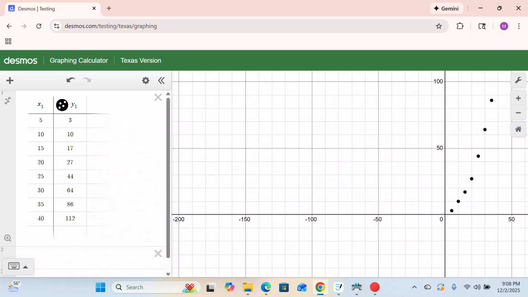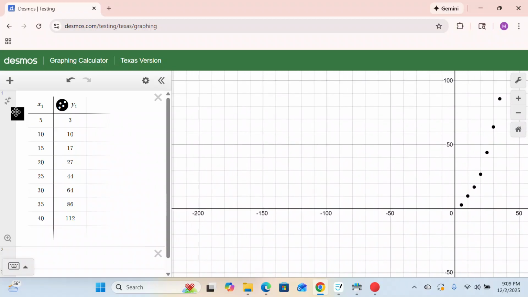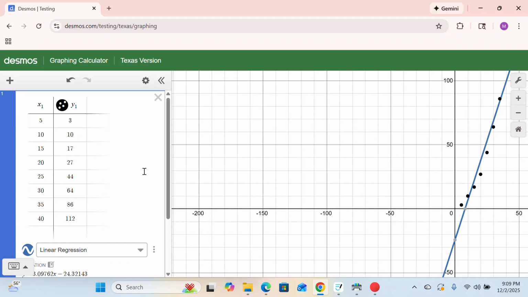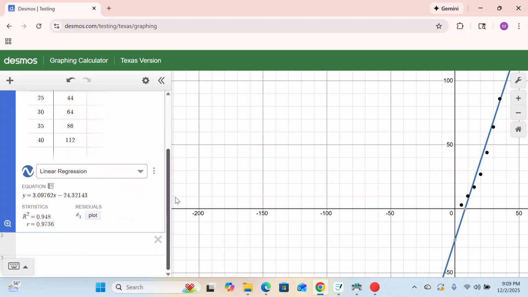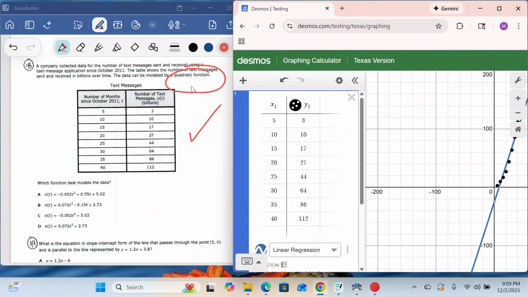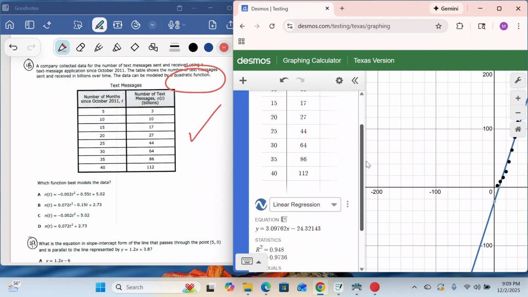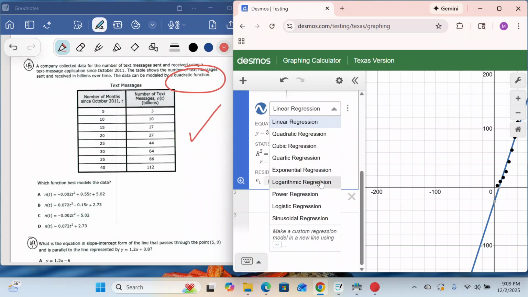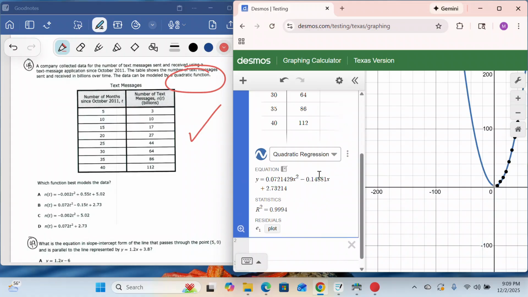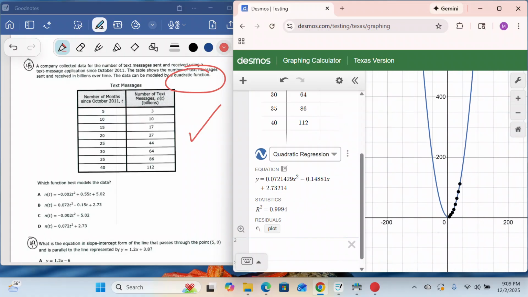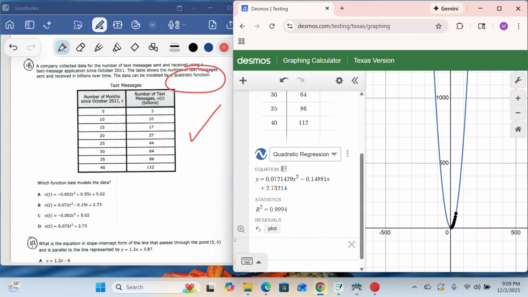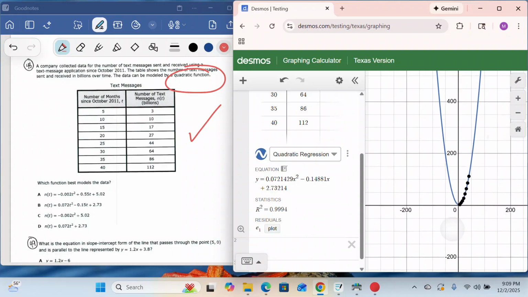I got to see it is a quadratic, so I am going to add regression here. And you see how it gives me right here linear. I'm going to switch this because remember that it's not a linear. It's telling me in the question that it's a quadratic function. So I'm going to go ahead and add it right here on Desmos. I'm going to go down and I'm going to put quadratic. And there is my U-shape. That one has a minimum and it keeps on going up and up and up and up.